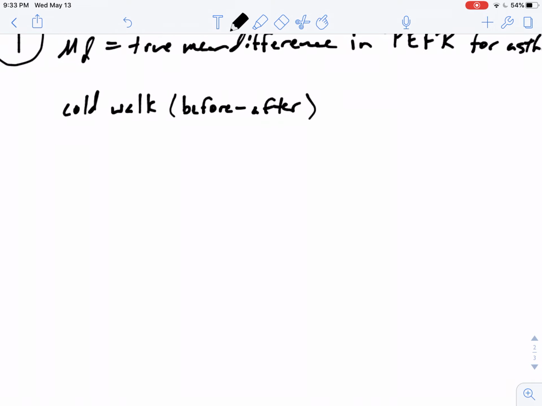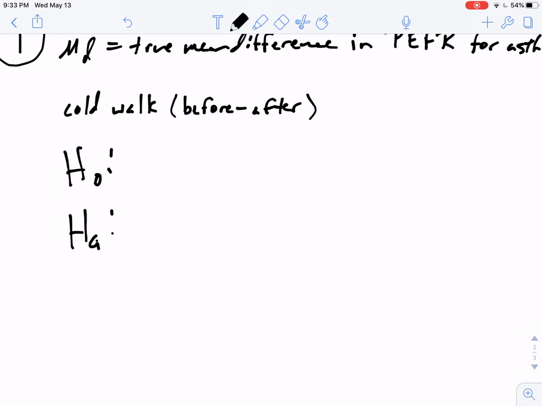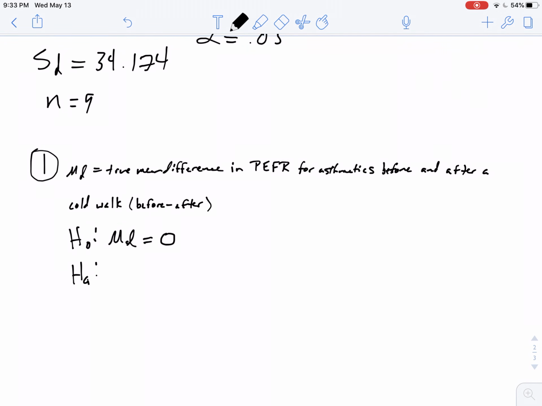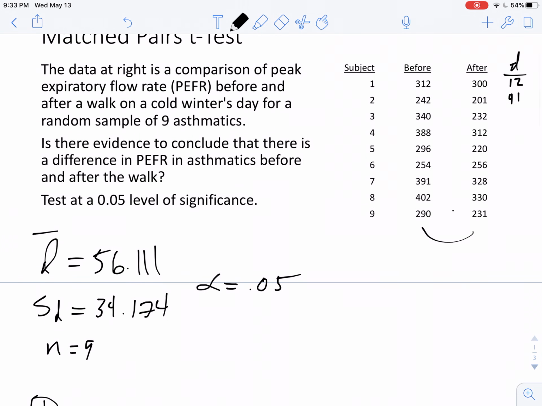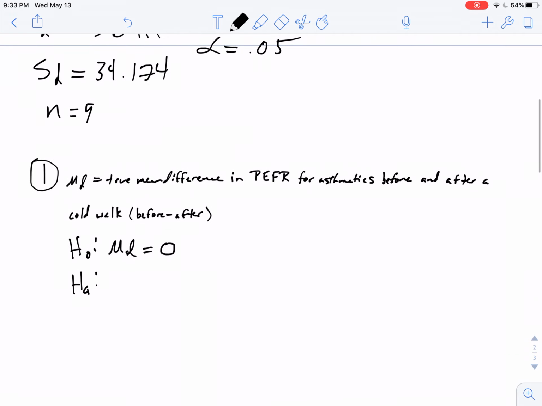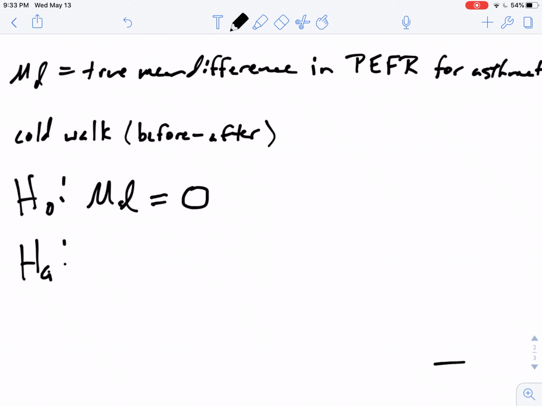Now I want to write my hypotheses. My hypotheses are written in pairs, with a null and an alternate. My null hypothesis is mu sub d, and our null hypotheses always get an equal sign. I'm going to assume that the mean difference is 0, so I'm going to assume there's no difference between these two lists. Then what I'm trying to show is that there is a difference.